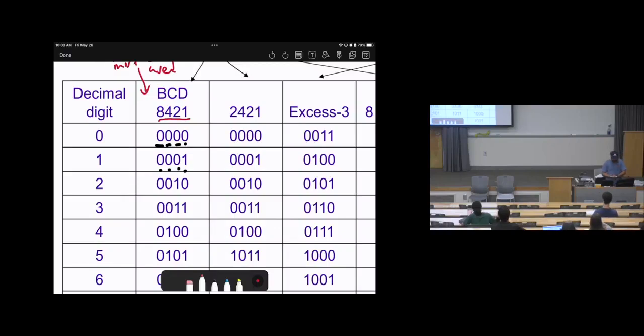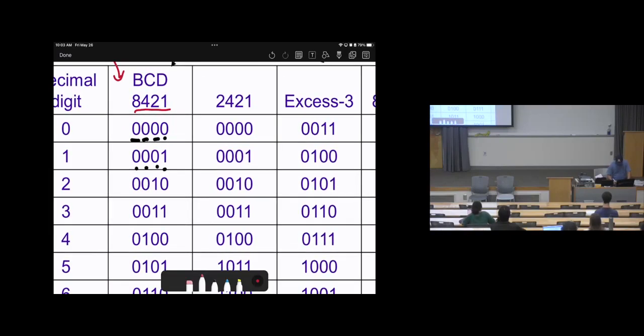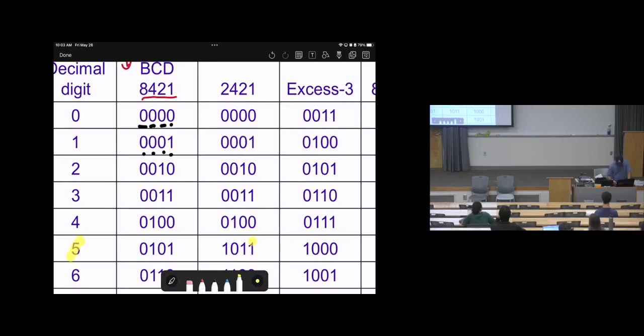Now, there is another code for the same BCD, but we are changing the weights. And now it's no longer like 2 power 0, 2 power 1, 2 power 2. It's like 2, 4, 2, 1. What does this mean? Each number will be multiplied by the corresponding weight. So when we have 1 times 1, which is corresponding to 1, that's fine. Let's go to number 5. Number 5, you will see 1 times 1 plus 1 times 2 plus 1 times 2. You see? Then the total will be 5.